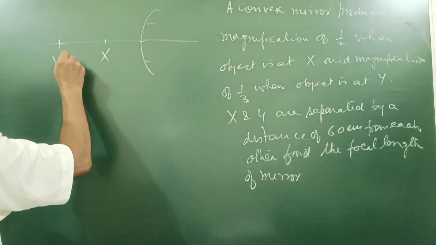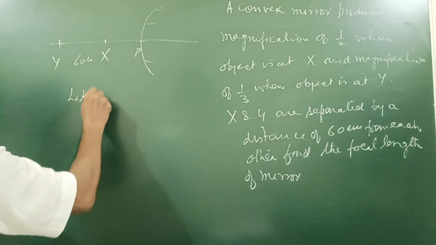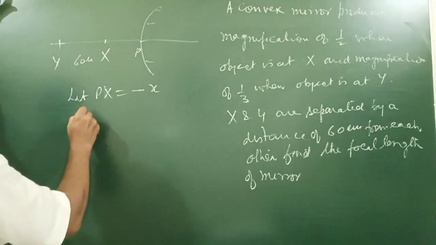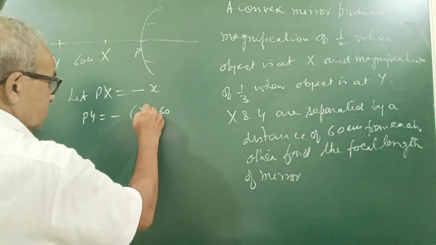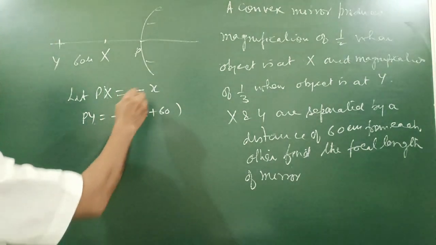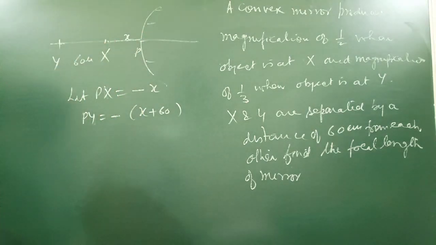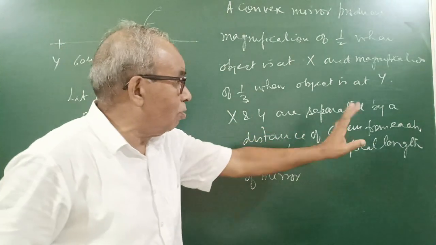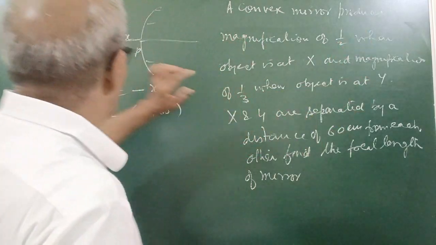The positions of the object: this distance is 60 centimeter. Let Px be minus x, against the common pole. Because now this x will be known, then Py will be minus x plus 60. Now x will be used because we have to add 60 to x, so we have to use it as a known value. So Py, the distance of the object when the magnification is 1/3, will be x plus 60. And the distance of the object from the mirror when the magnification is 1/2, we have taken x.